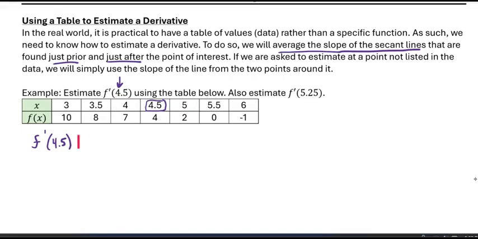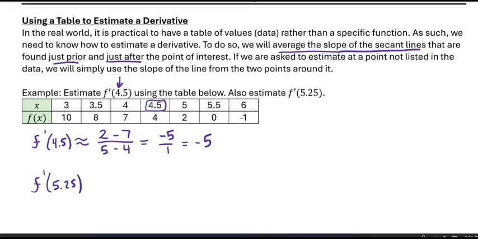So we're going to say it's approximately equal to the slope of the secant line between those. So we get y2 minus y1 over x2 minus x1. I'm using the points from the table, the points 4, 7 and 5, 2. Evaluating that, we have negative 5 over 1 or negative 5. So we're going to say that the slope of the tangent line at x is 4.5 is about negative 5. That's an estimate. Next one, f prime of 5.25.